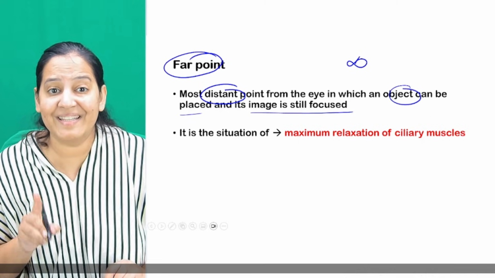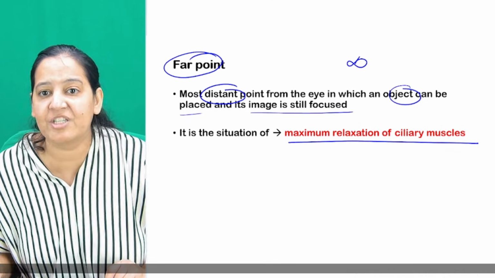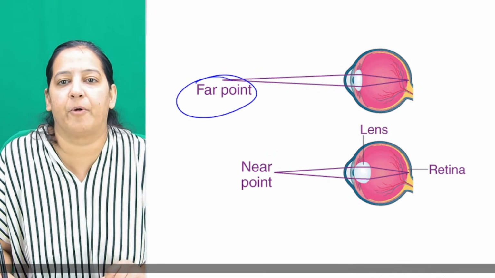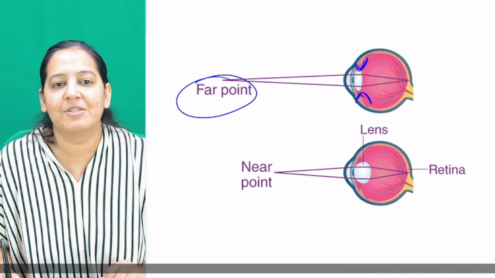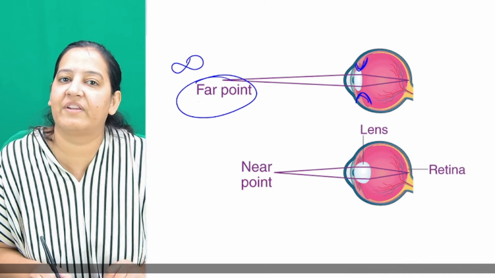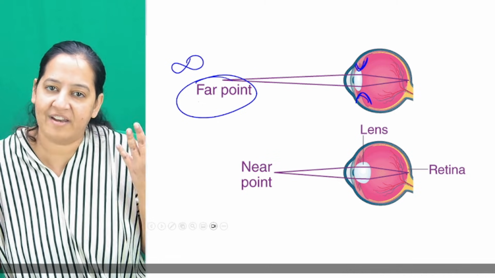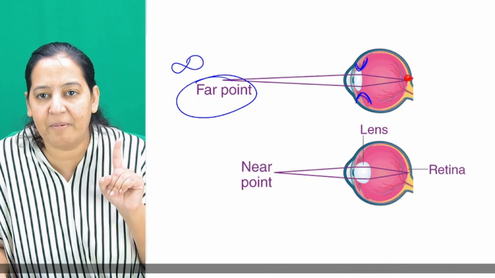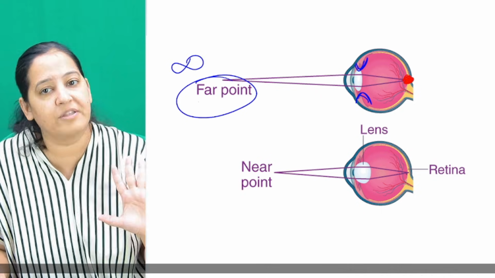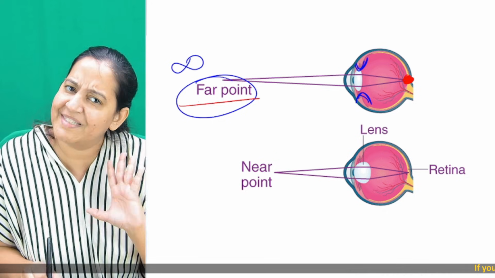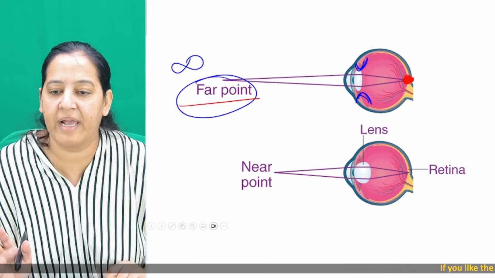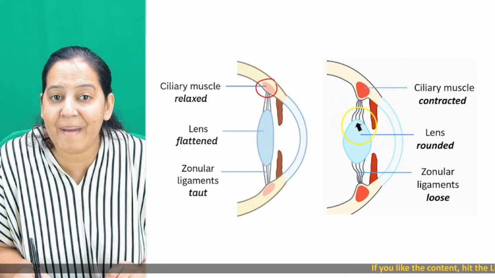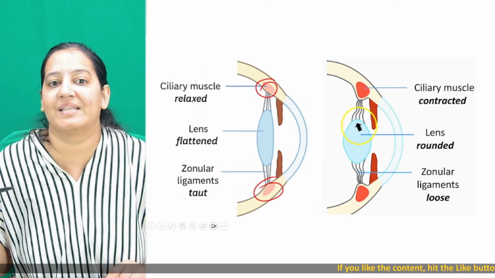So it is the point at which the ciliary muscle is maximally relaxed. When the ciliary muscles are maximally relaxed, this is the far point. Usually for a healthy eye, it's infinity, because I can see the sky, stars, and moon, which are at infinity. So it is the farthest point the human eye can see, with its image formed on the retina, not beyond it. For a healthy eye, that is infinity, and at this point the ciliary muscles are maximally relaxed.